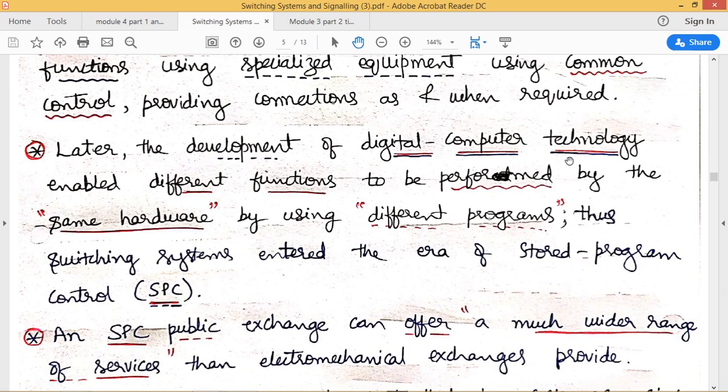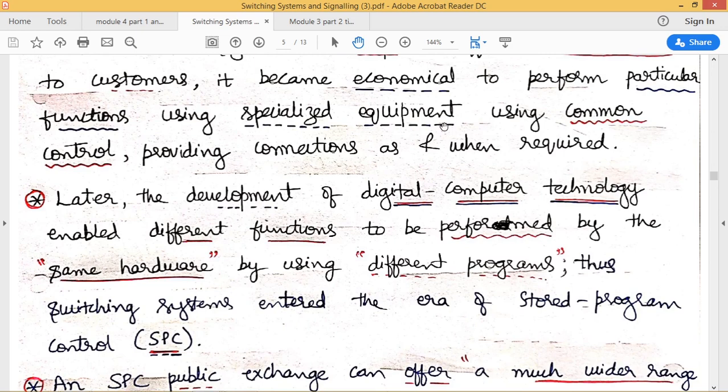Later, digital computer technology evolved, and this enabled different functions to be performed by the same hardware by using different programs. Previously we used specialized equipment for different operations, but now, due to the invention of digital computer technology, the same hardware is able to perform different operations or functions by using different programs. Thus switching systems entered the era of stored program control, SPC.